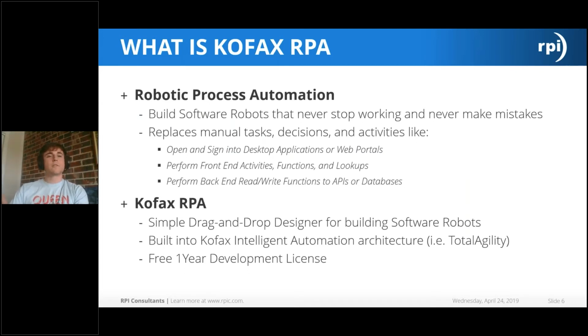So a little bit more about Kofax RPA before we get started. It allows you to build software robots that never stop working and never make mistakes, depending on how you build them, obviously. It allows you to replace manual tasks, decisions, and activities, such as signing into web portals and desktop applications. There are 2 different kinds of robots you can decide to build, depending on if you're working with a desktop app or a web portal, and you'll see that here in a bit. It allows you to perform front-end activities, functions, and lookups, and work with APIs and relational databases as well.